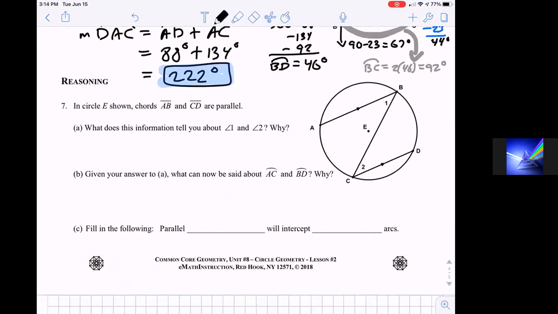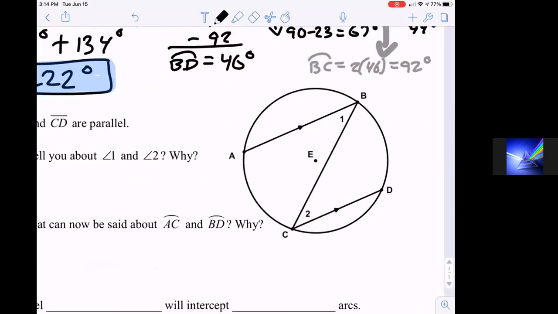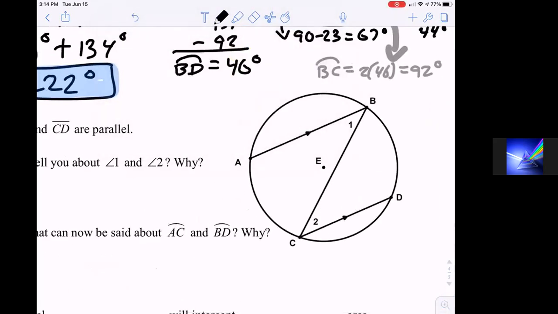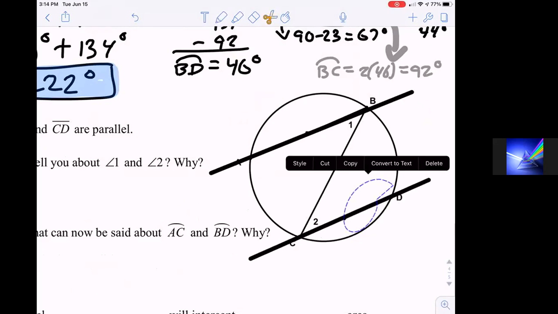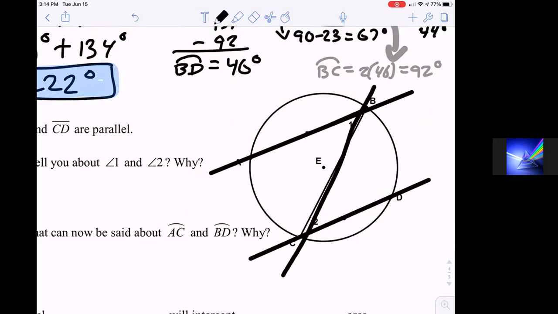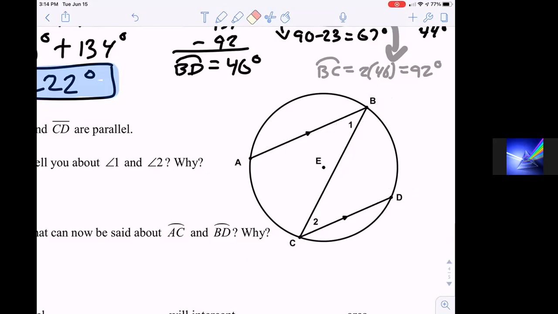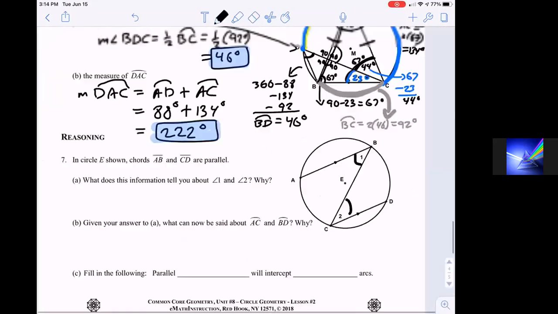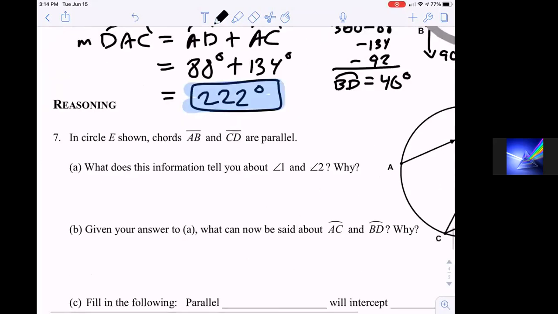Number 7, in circle E shown, chords AB and CD are parallel. So we have two parallel lines right here cut by a transversal. Alternate interior angles are congruent. So just kind of reviewing what that looks like. Angles 1 and 2 are alternate interior. So what does this tell you about angle 1 and 2?